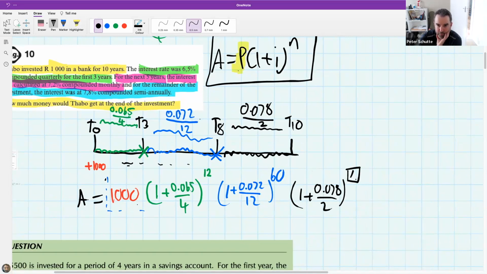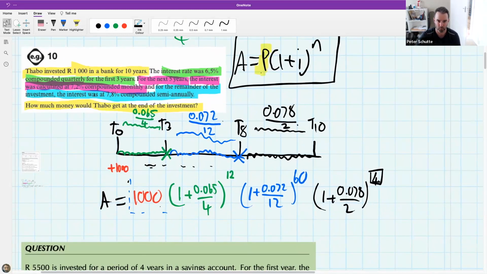Okay, it's going to be 4 because it's 2 years, but it's how many half years are there? Or it's semi-annually. So how many half years are there? Are 4. Now, this is a bit of a nightmare to put into your calculator. But if you get all of this stuff, you will get the answer. But I have a trick to show you.